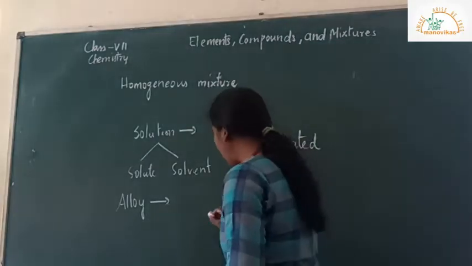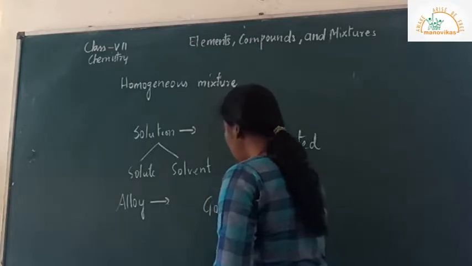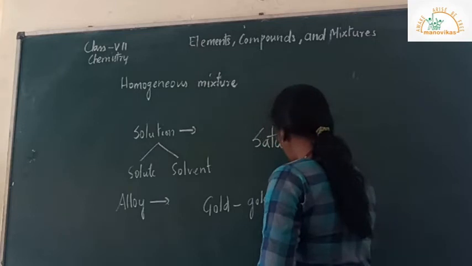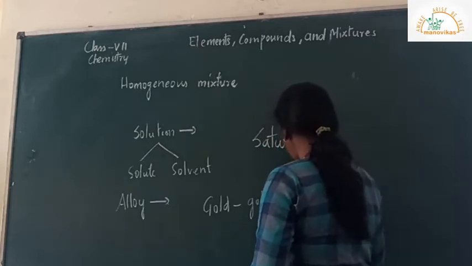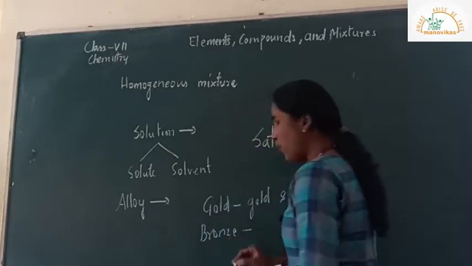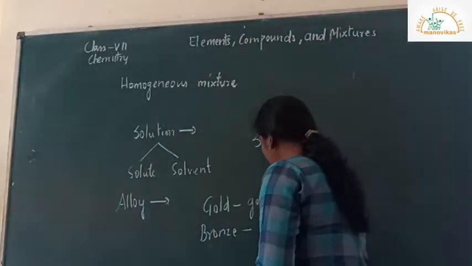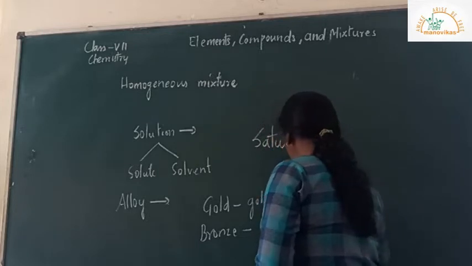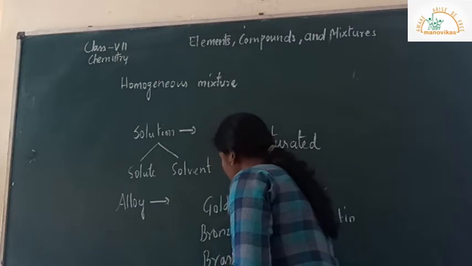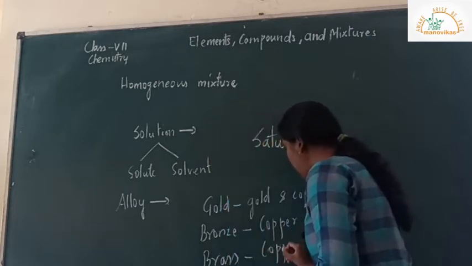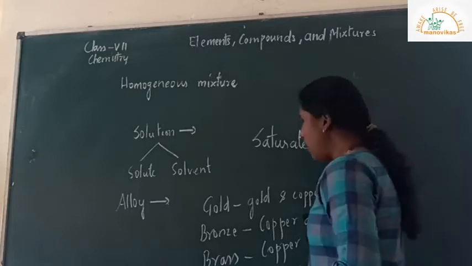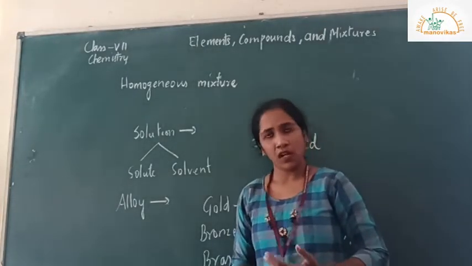So here we have gold. Gold is an alloy of gold and copper. Then we have bronze. Bronze is an alloy of copper and tin. We have brass. Brass is the alloy of copper and zinc.